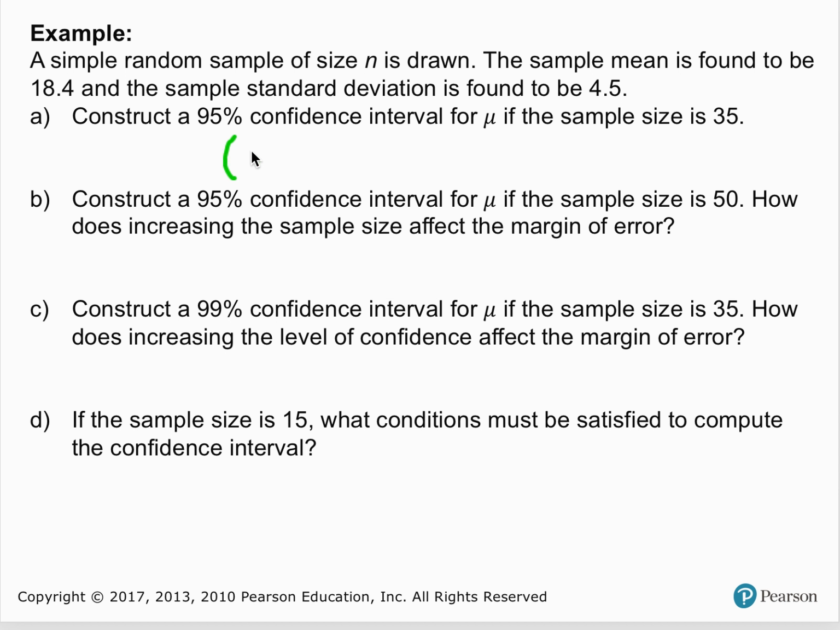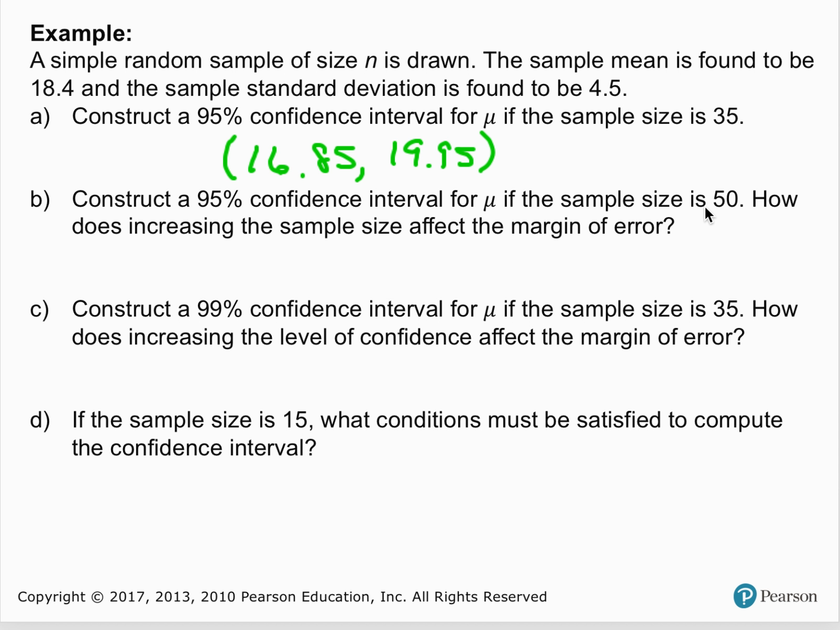And it will bring up 16.85 to 19.95. Okay, now the great thing about that is if I'm asked a different question with something slightly different, I can just hit second enter. Sorry, I can't on this.